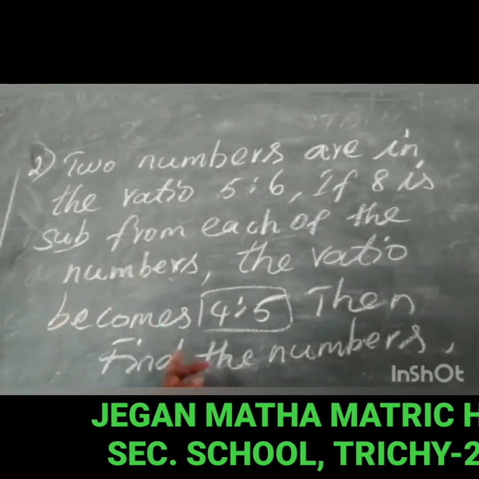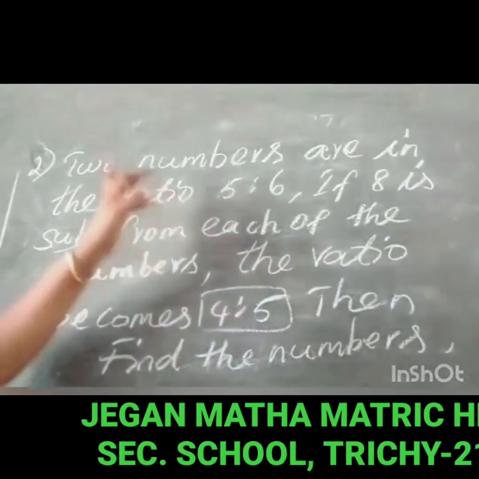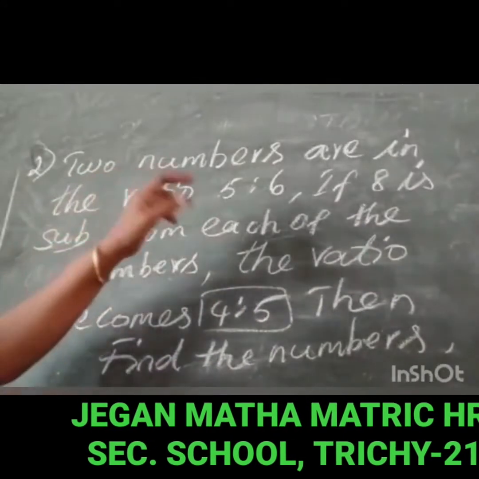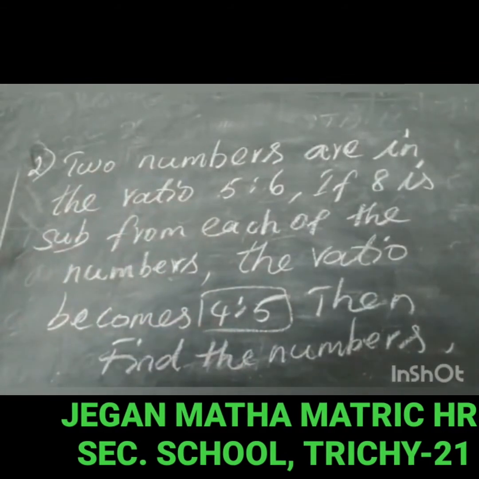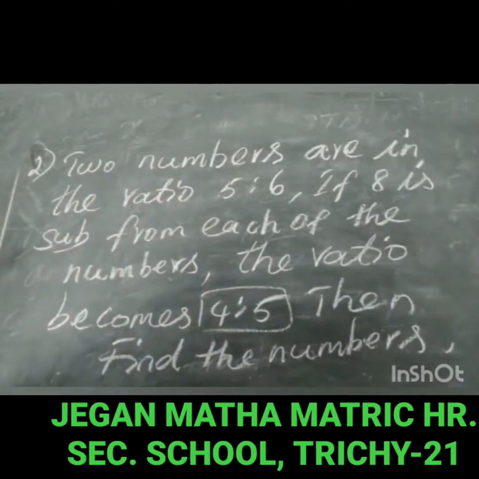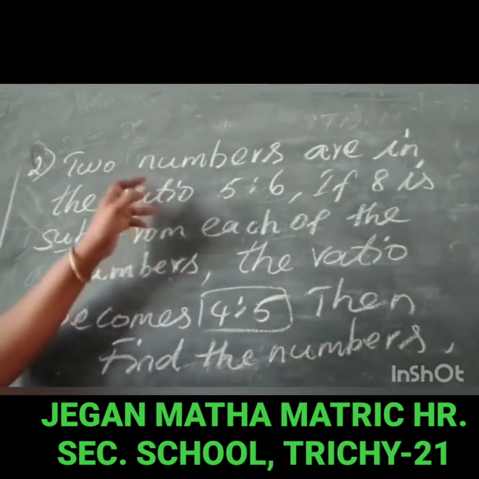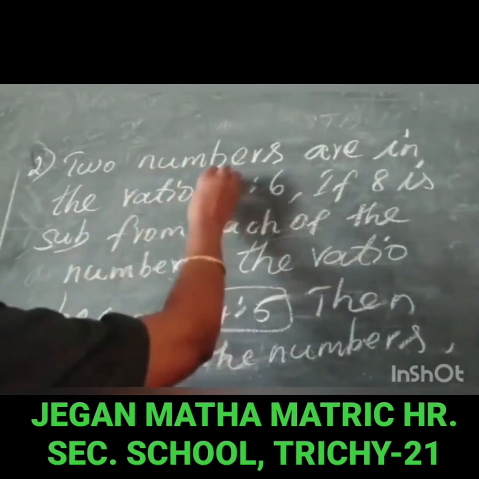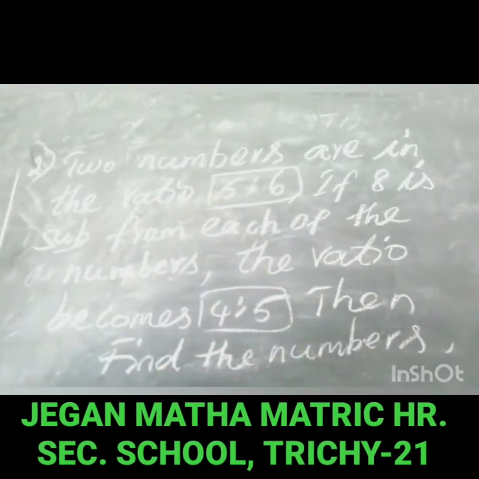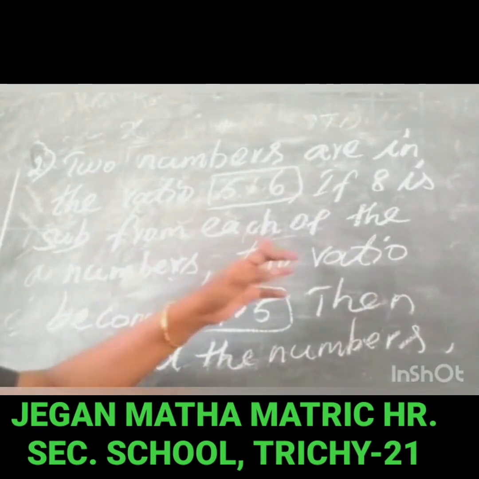Now let us see the second sum. The given sum is: the two numbers are in the ratio. Here they are not giving the numbers, only the ratio is given. The two numbers are in the ratio 5:6. Then another extra information is given.